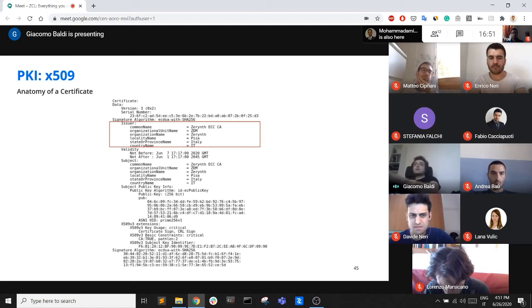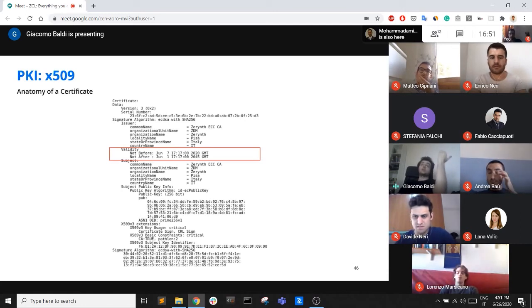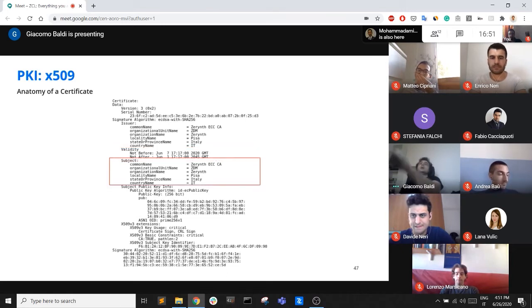This certificate is valid from the 7th of June of this year to the 1st of June for the next 25 years. Okay, so it's a good validity. It's a nice range of time. Who is the subject of this certificate?